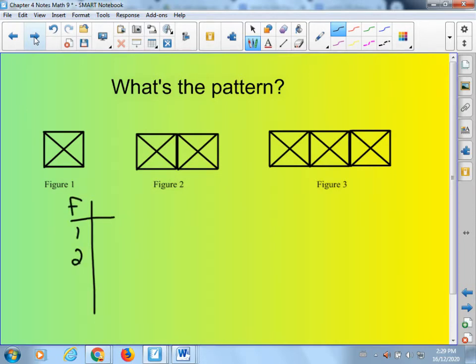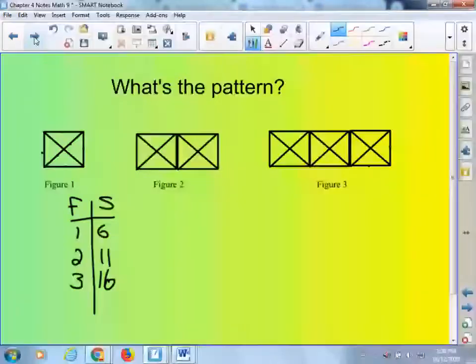So in shape 1, 2, and 3, and I'm going to just say that these are sticks. So in this, I have 1, 2, 3, 4, 5, 6 sticks. In figure 2, I have 6, 7, 8, 9, 10, 11. And then I had 11, 12, 13, 14, 15, 16. So if I'm asking you what the pattern is, I am not asking you for the rule. I'm asking what is happening each time.